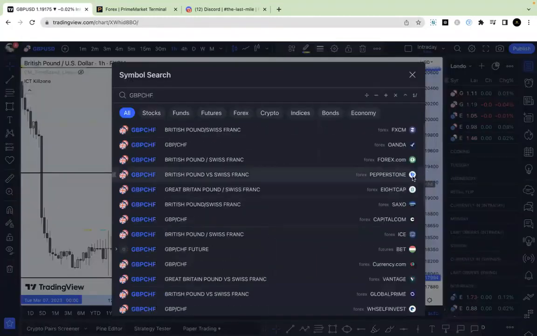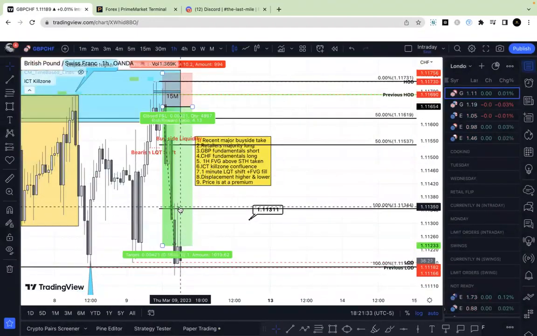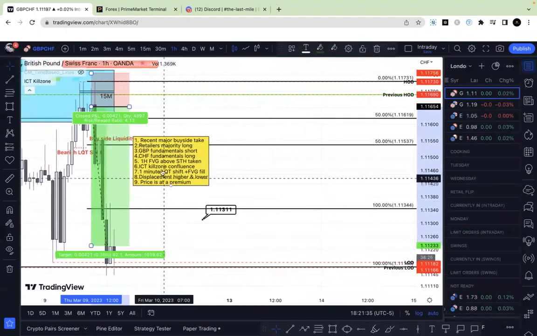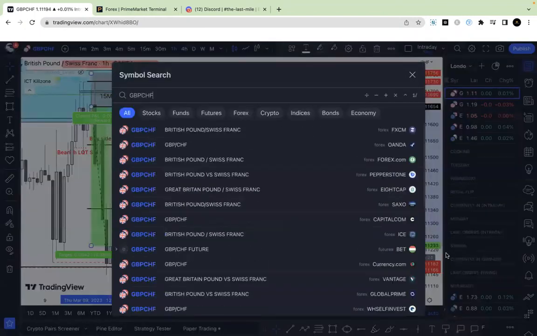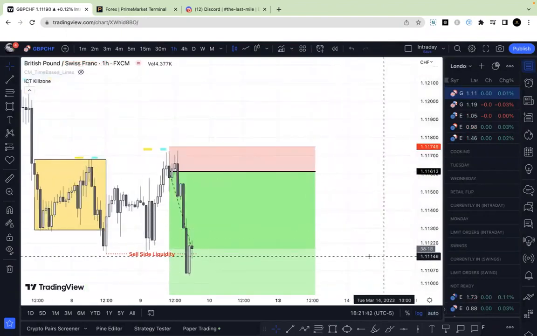British pound Swiss franc real quick. This is a trade that I did take today. It's the same thing. It has to be TP smash. TP smashed. Actually, my bad. It's the wrong vendor. Almost TP smash. That was my personal trade for my personal account.